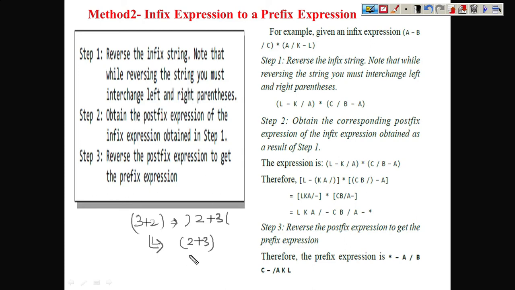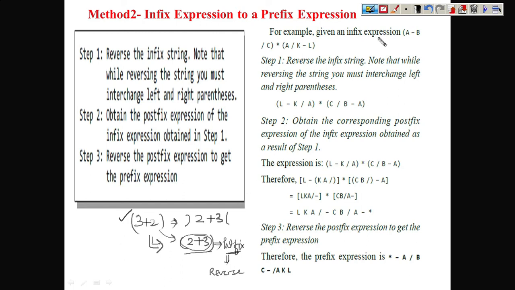Then whatever you get after reversing, so this is your input, this is your given expression, you reverse it, and then you convert this expression to postfix. We already discussed how to find the postfix. So if you only know the postfix conversion, simply reverse the string and find the postfix, and then whatever postfix you get, you reverse it again, and that will give you the prefix. So if you know the postfix algorithm, you can directly convert to prefix also.